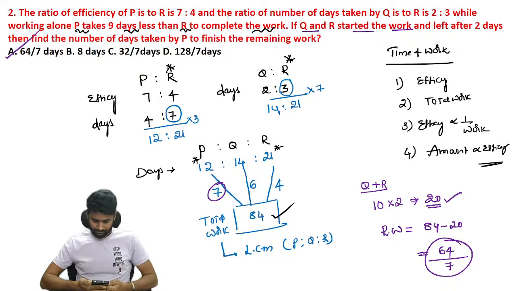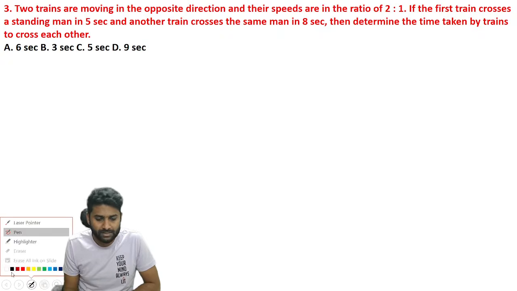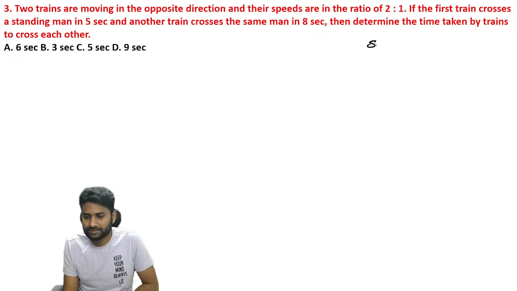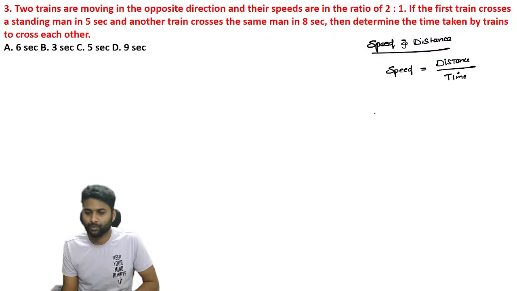Now let's find the total. Okay. Clear? Move on to question number 3. Question number 3 is all about speed and distance. As you know, speed is distance by time. And we have two important pieces of information according to the trains concept.